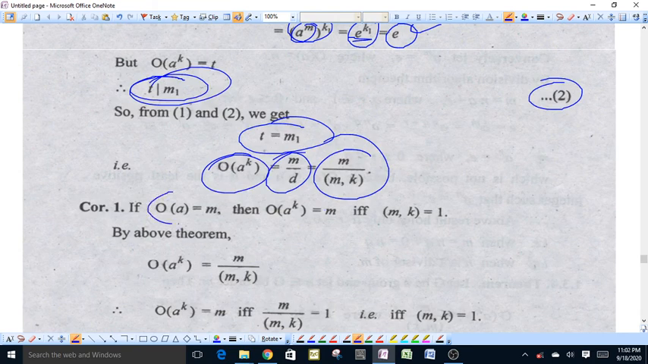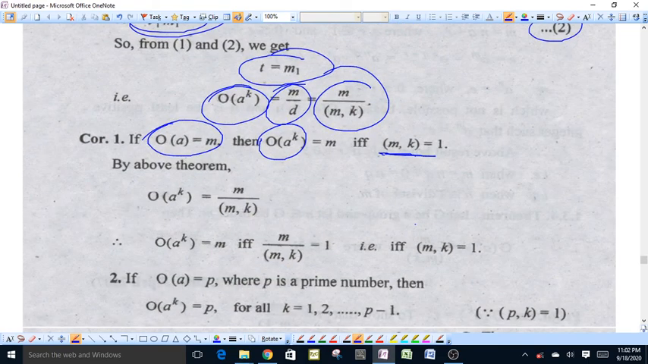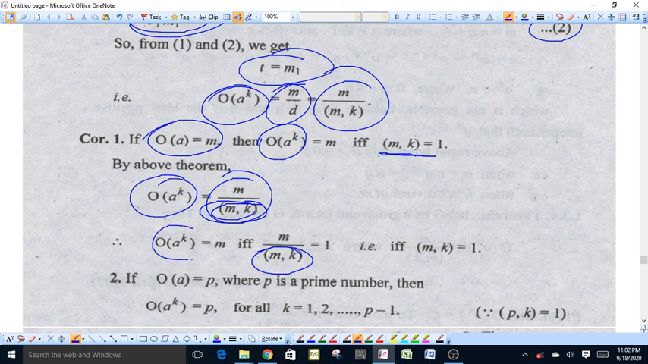If the order of a is equal to m, then the order of a raised to power k is also equal to m if and only if the GCD of m and k is equal to 1. From the above theorem, we have proved that the order of a raised to power k is equal to m upon GCD of m and k. By putting the GCD of m and k equal to 1, the order of a raised to power k comes out to be m.